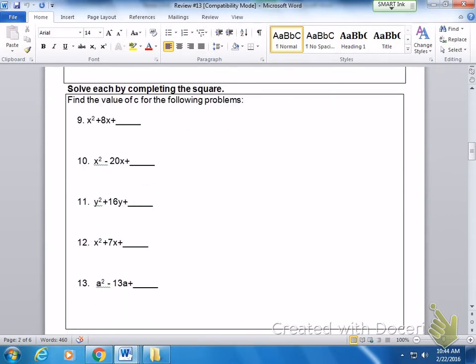Now, these are what we were doing on Monday, or yesterday, I guess. It's completing the squares. And remember, our big thing is we can find that missing c value by taking the b value, dividing it by 2, and squaring it. So we're going to do just a couple of them.